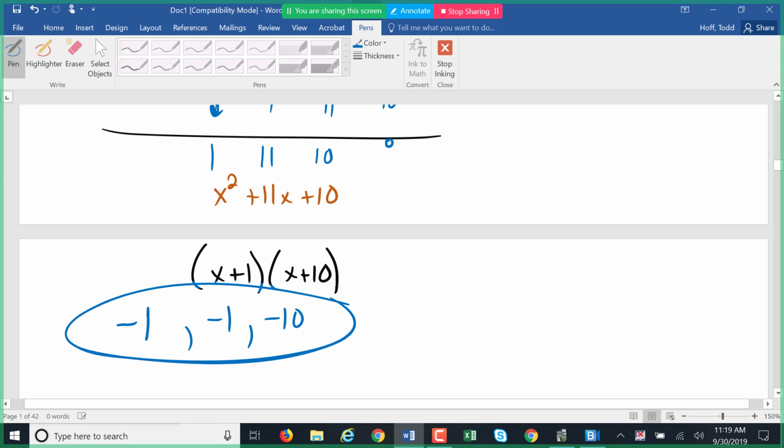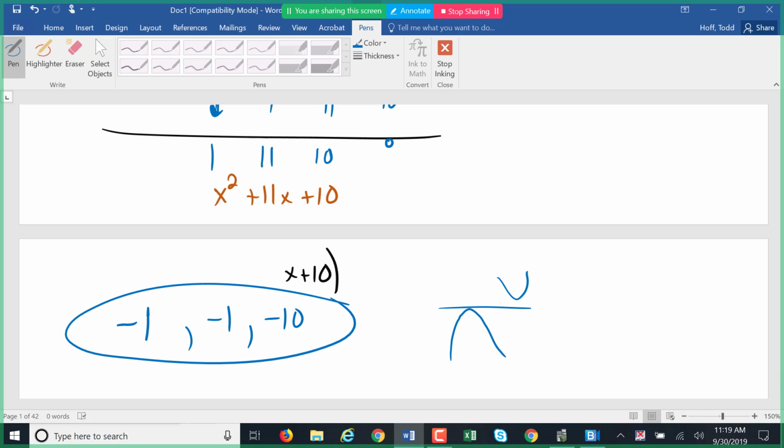Remember, that's telling us that at that point, it's going to touch the graph or touch the axis and turn back around, either from the bottom or from the top, one of the two. Chances are that one's going to be coming from the top.